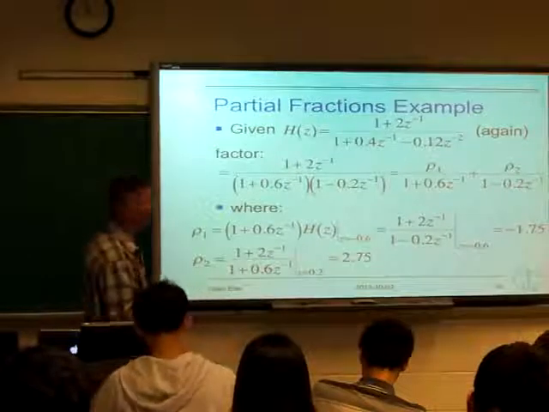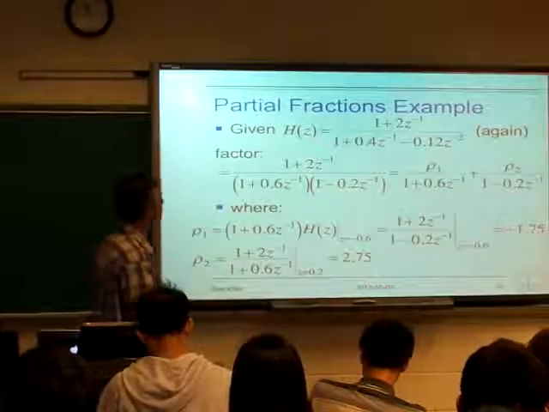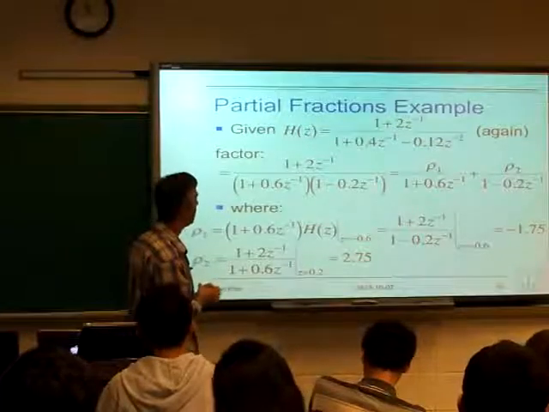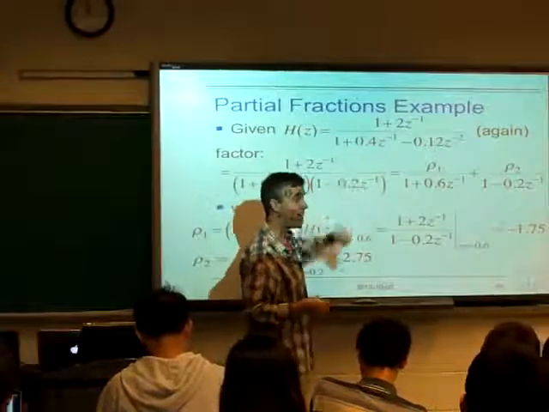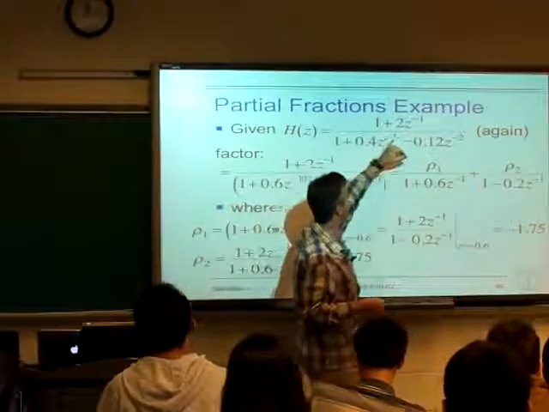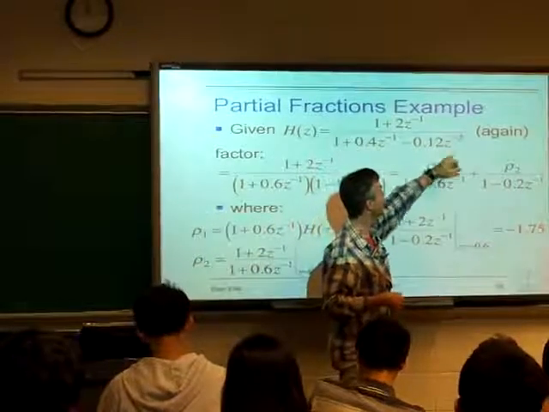So again, for the practical consequence of this, let's just go through doing an example here. So here's our h of z, which is actually the same one we did in long division: 1 plus 2z to the minus 1 over 1 plus 0.4z to the minus 1 minus 0.12z to the minus 2.